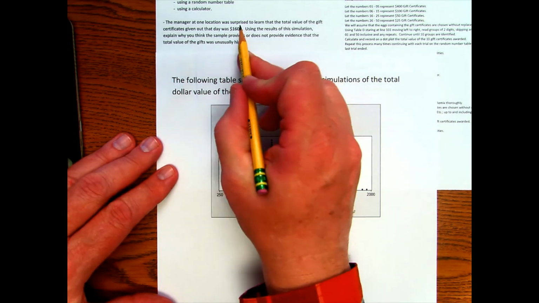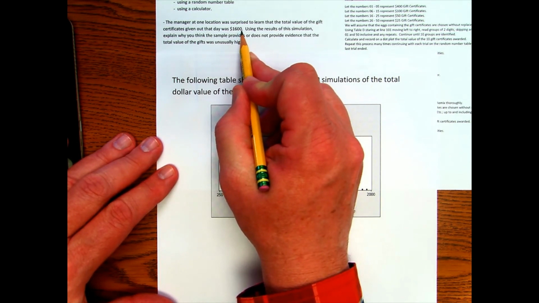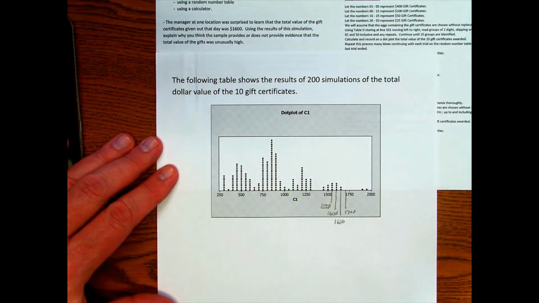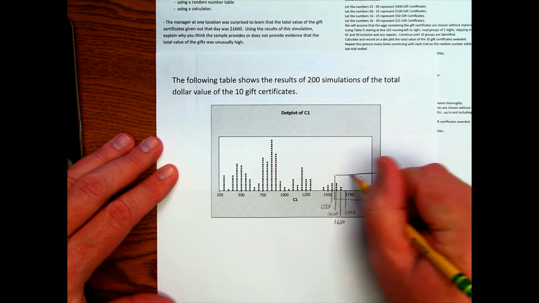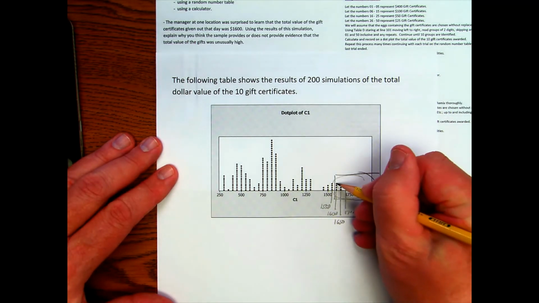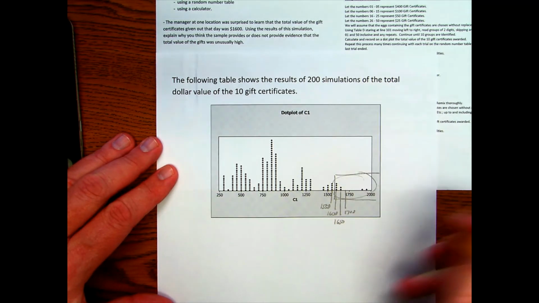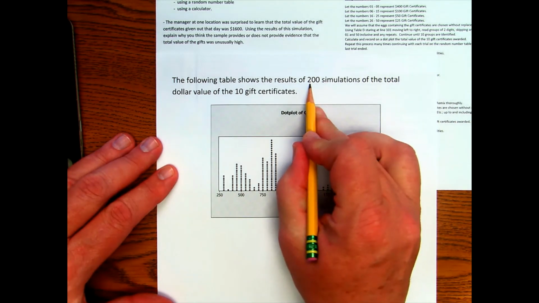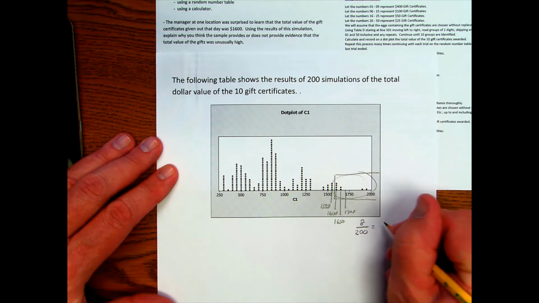Now, it's not necessarily the exact 1,600. It's the 1,600 or results at least as extreme as this, which would mean 1,600 or more. So 1,600 or more would be that right in there. So the experimental probability of getting the results of 1,600 or more, or at least as extreme as 1,600, would be 1, 2, 3, 4, 5, 6, 7, 8. And we know that there's 200 simulations. You don't have to count 200 dots. So 8 out of 200, that's 4 out of 100, which is 4%.